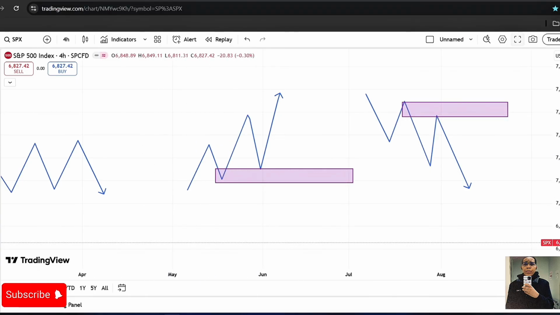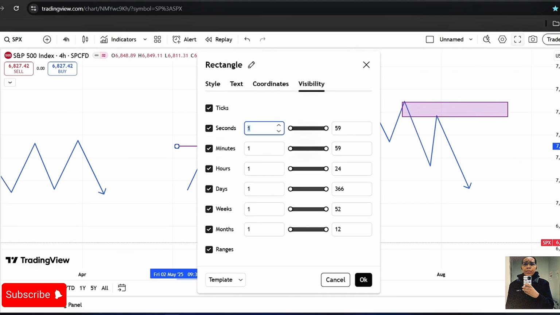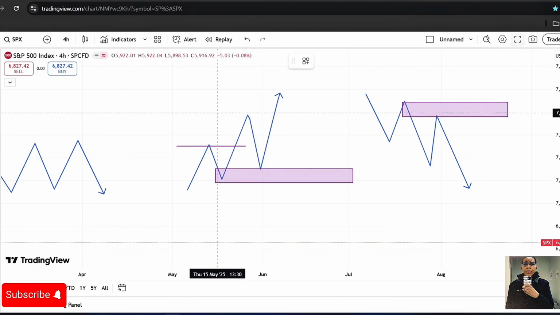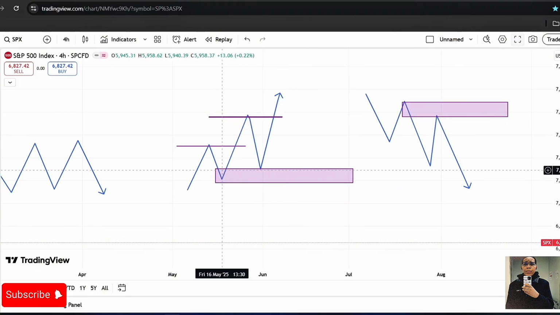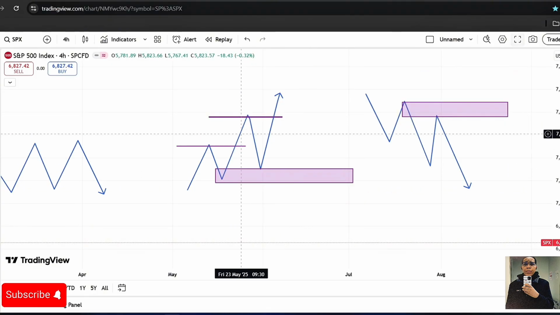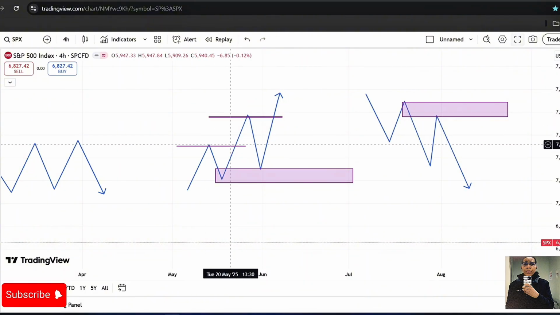So what do we mean by a break of structure? We mean that there's a structure like this, right? You can see this is a structure, and you can also see this is a structure, right? So what do you need to see in order to see that this is a valid order block? You need to have an aggressive move to the upside, and you need to have a clear break of this structure.